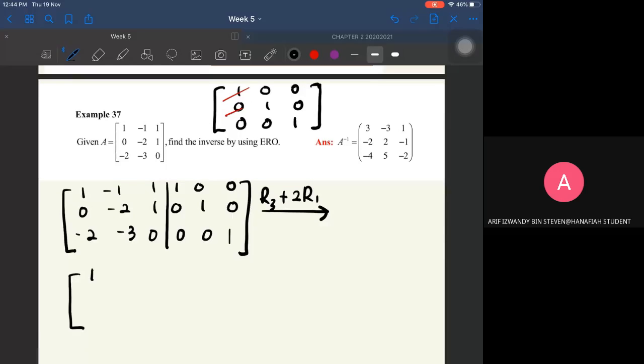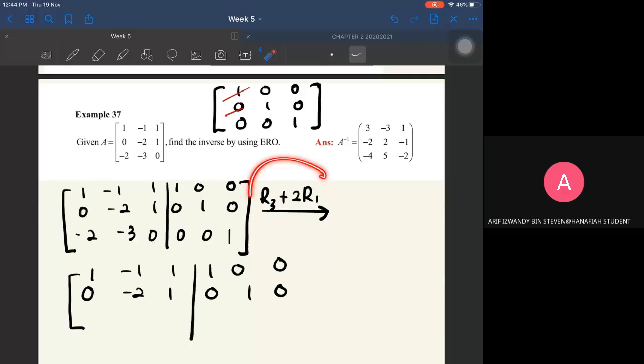So 1, negatif 1, 1, 1, 0, 0, 0, negatif 2, 1, 0, 1, 0. So now row 3 ni akan dapat row yang baru by using this operation. Okay, saya tunjuk satu contoh. You tak perlu tulis pun tau ini. Yang ni saya nak tunjuk contoh je.